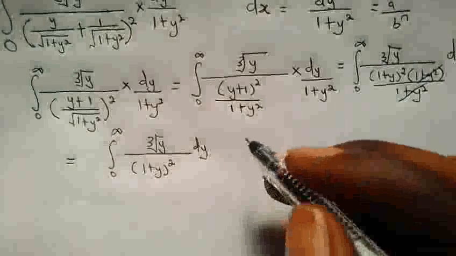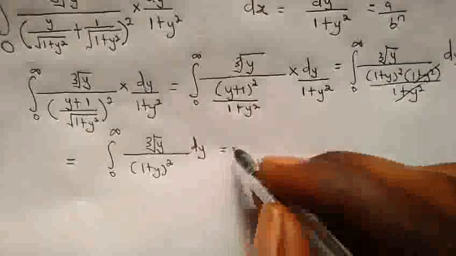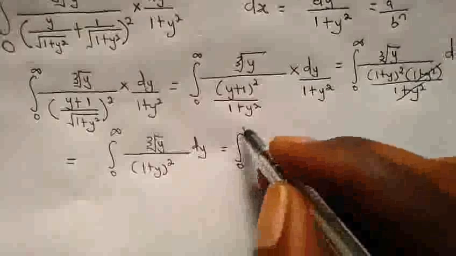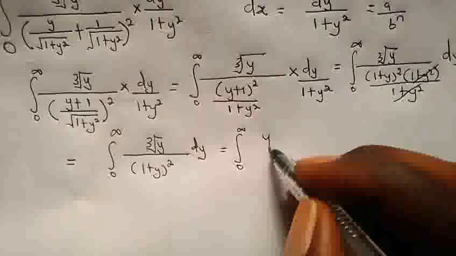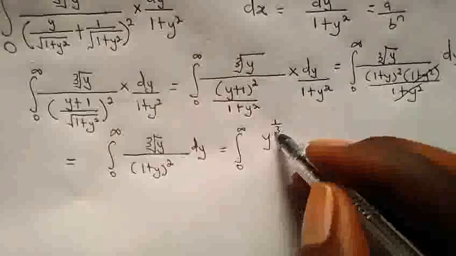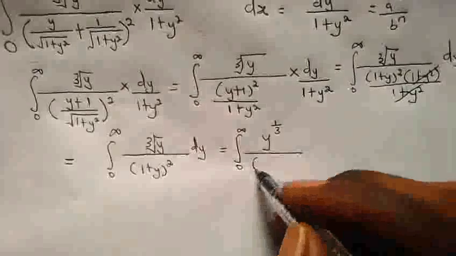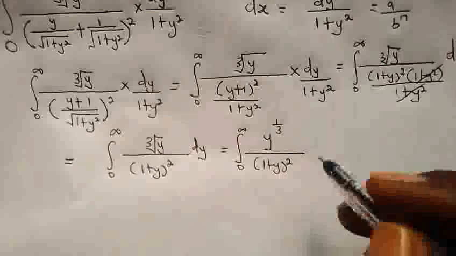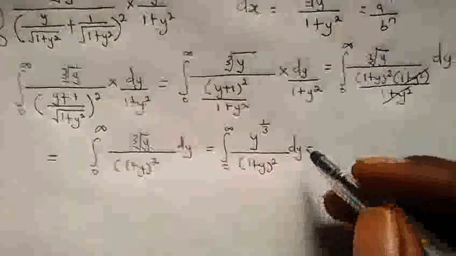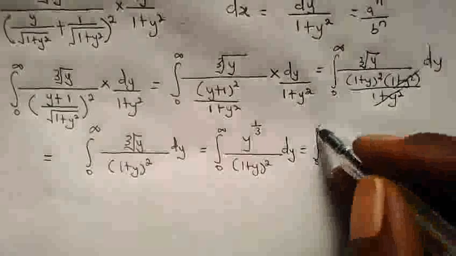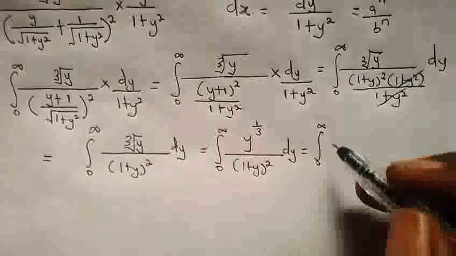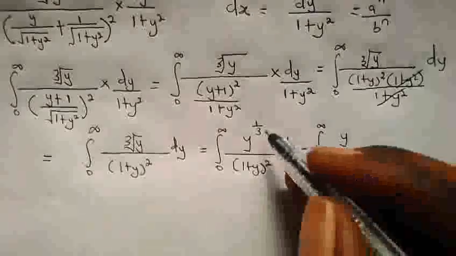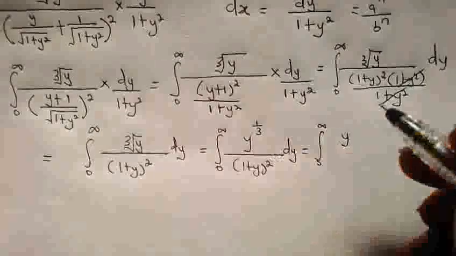So here I'm going to rewrite as follows. So this is equal to integral from 0 to infinity. Remember, y cubed means y raised to 1 all over 3, so all over 1 plus y raised to 2 dy. So this is equal to integral from 0 to infinity. Okay, so here y raised to 1 all over 3, I'm going to rewrite it as follows.